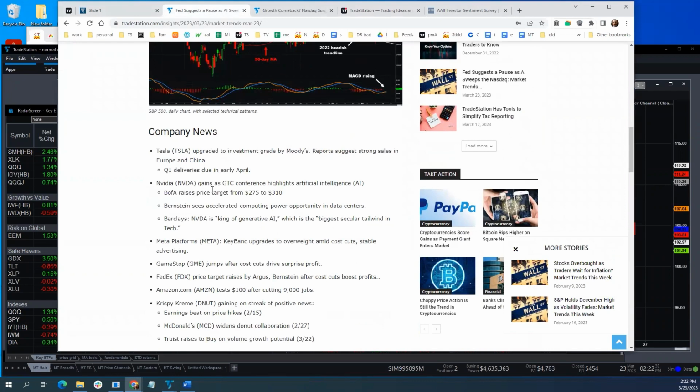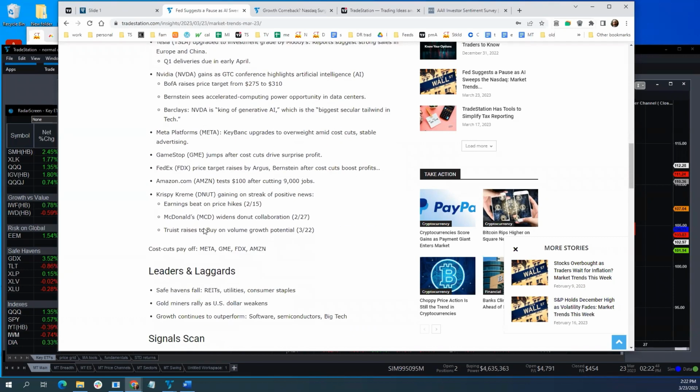There's a lot of attention about NVIDIA. They did some kind of conference when they were really promoting their artificial intelligence. There were multiple analyst notes about NVIDIA as an artificial intelligence play. Meta Platforms has had a lot of cost cuts and got upgraded by KeyBank. And what's interesting is, like I said, the cost cuts have been a positive. GameStop rallied after earnings, after cost cuts drove a profit. FedEx has cost cuts. Amazon cuts jobs.